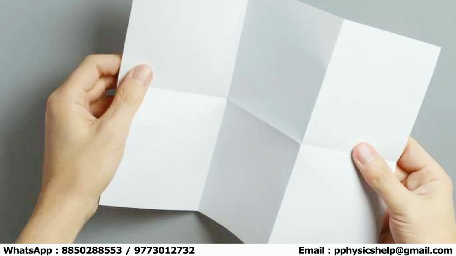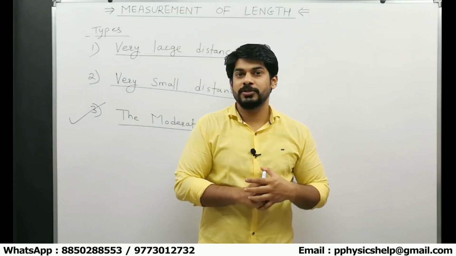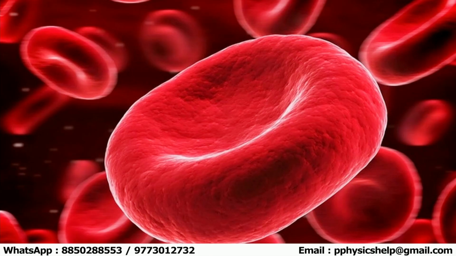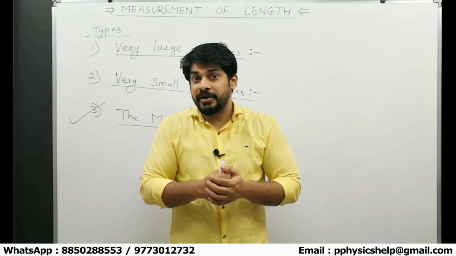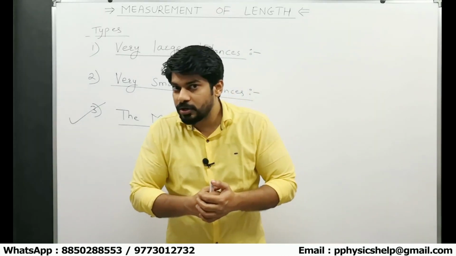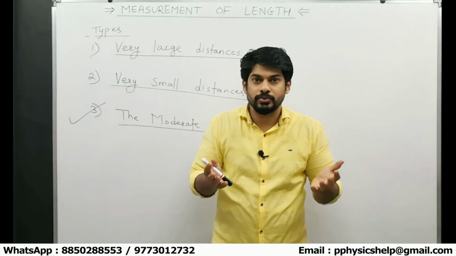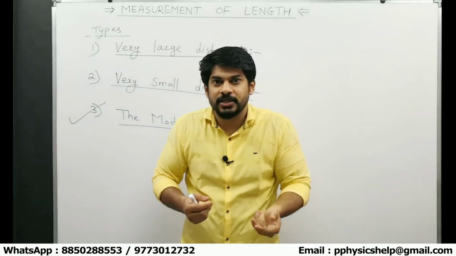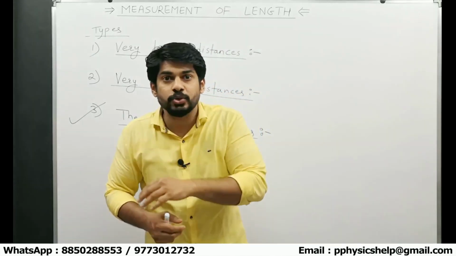Like, as I told you, the thickness of a paper, the thickness of the hairs. Or maybe the size of a virus, the size of blood cells, or any kind of cells. Aren't they small? Don't you think they are very small? Can you see them through your naked eyes? Definitely no. It's very difficult to see such viruses, such cells through our naked eyes. What do we need? We need powerful microscopes.